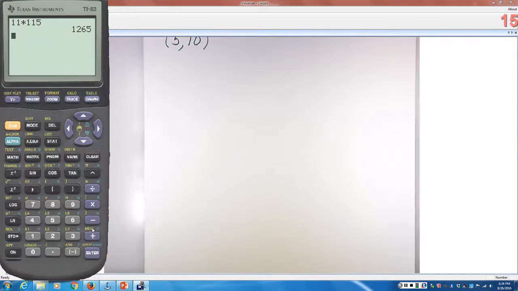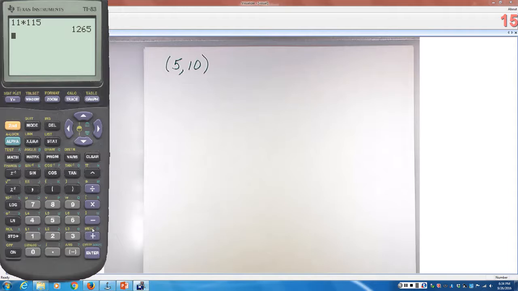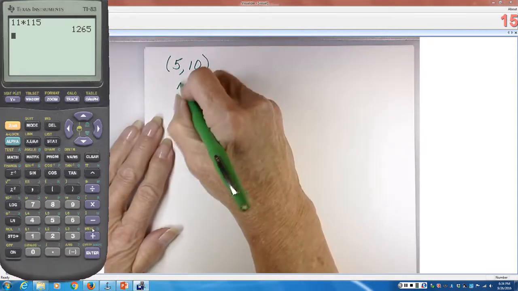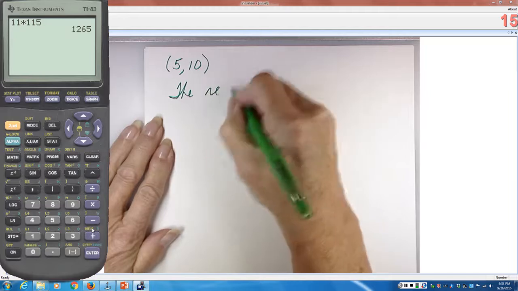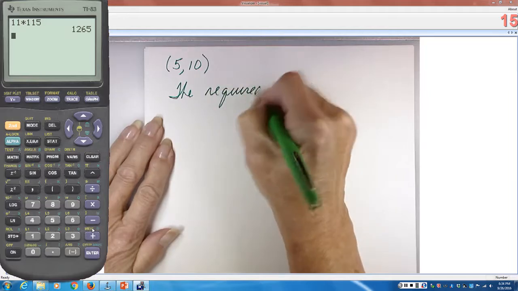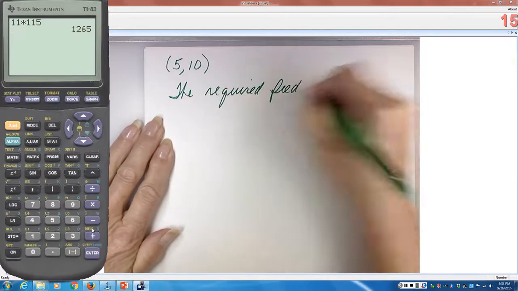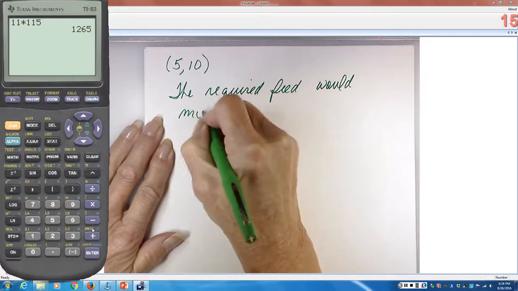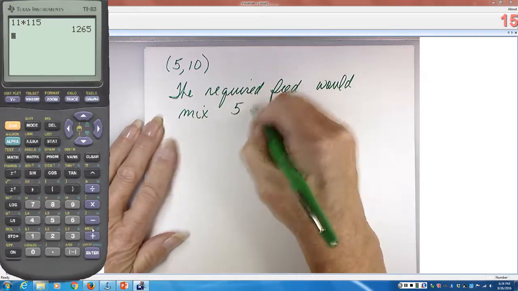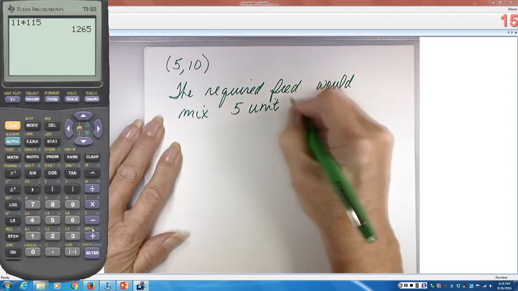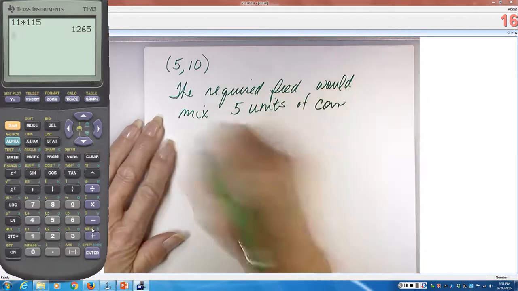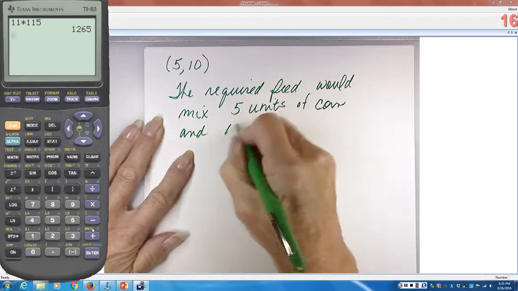And because it's an application problem, we're going to translate that and say the required feed would mix 5 units of corn and 10 units of soybeans.